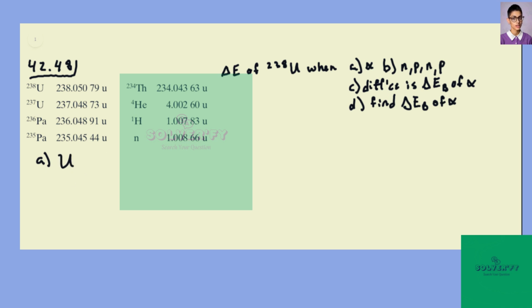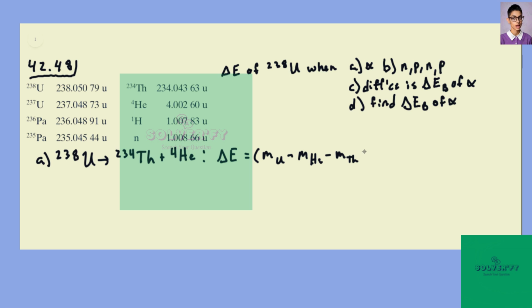So here, this decay is uranium-238 goes to thorium-234 plus a helium. The energy that this releases is just the difference in the mass of the uranium and the mass of the products times c squared. And so this is 4.25 mega electron volts.